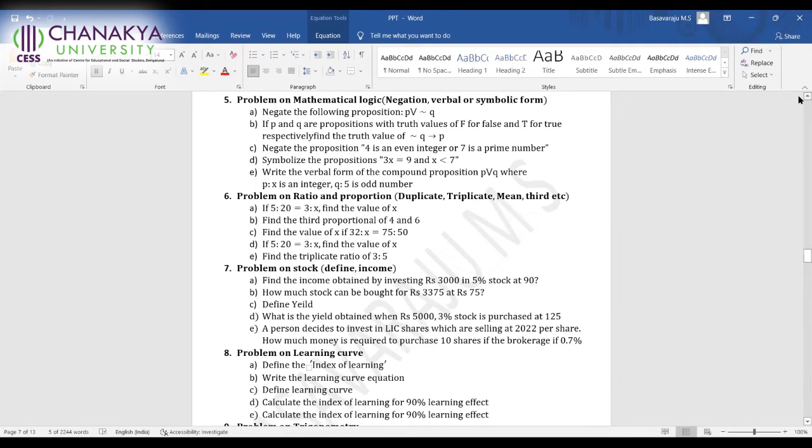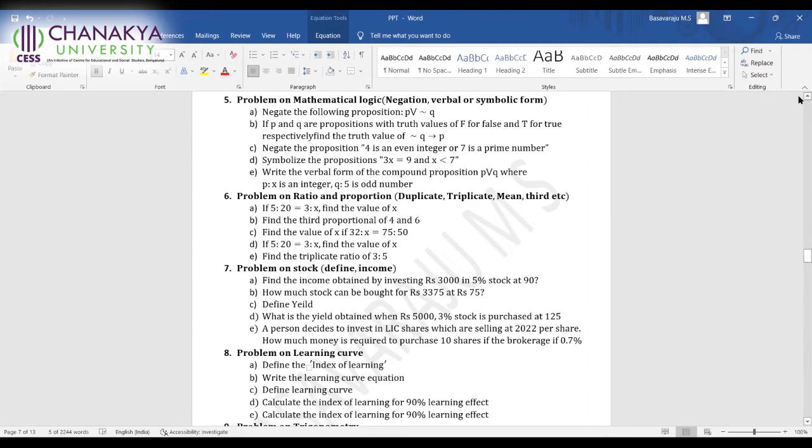How to write the symbolic form of the proposition 3x equal to 9 and x less than 7? We should take 3x equal to 9 as one proposition, and x less than 7 as another proposition. What is the logical connective between those two, which is and? Use the notation P and Q.